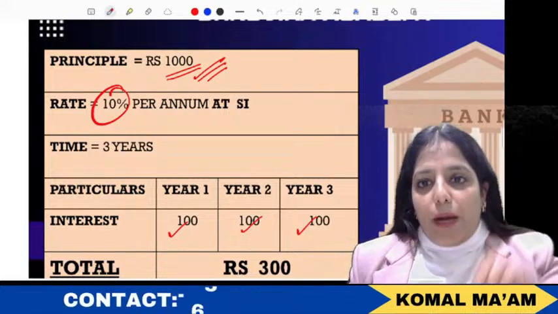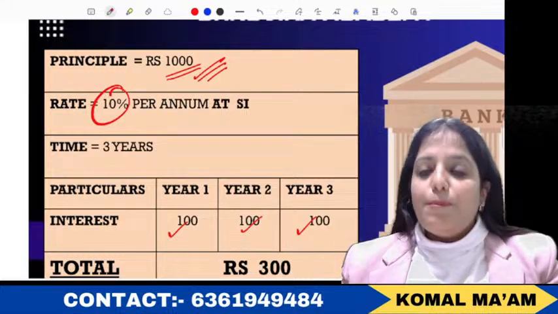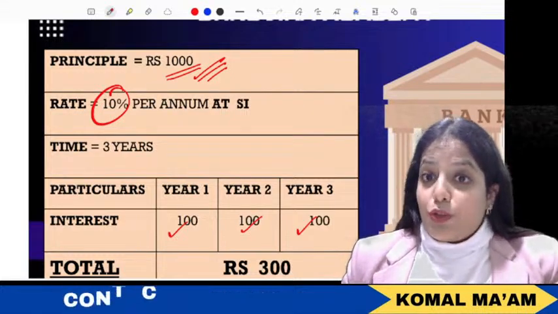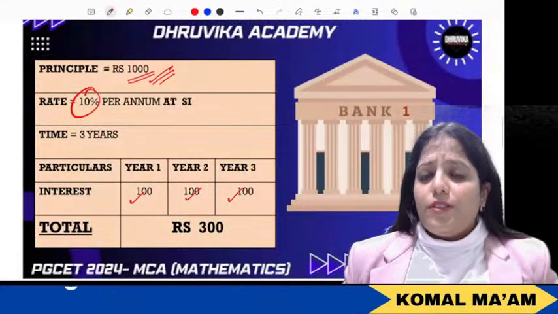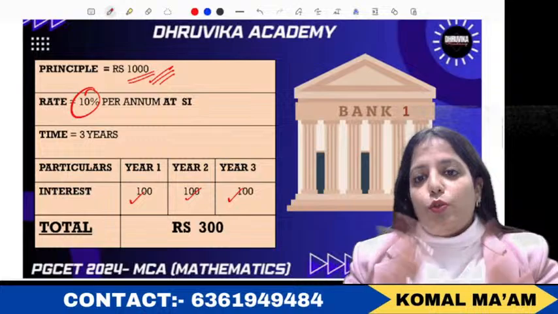So what will be the amount in this case? That would be 1000 plus 300, that is 1300. So this is the concept of simple interest. Very simple to understand because the principal is going to be same throughout the duration.